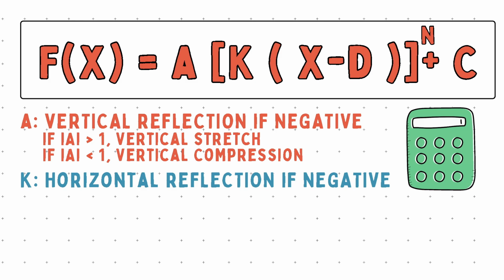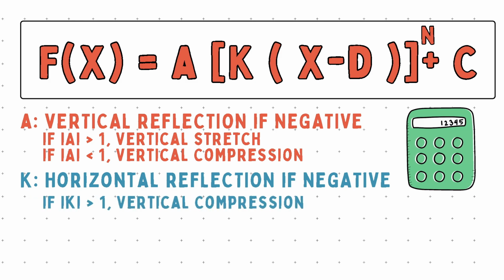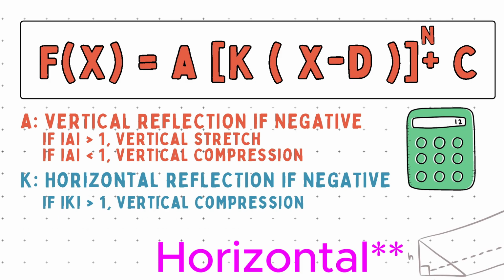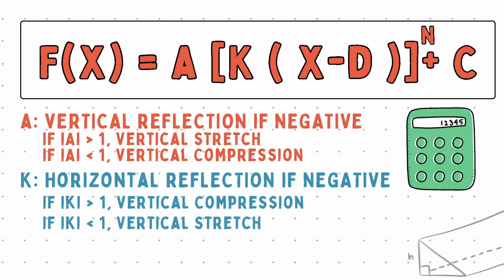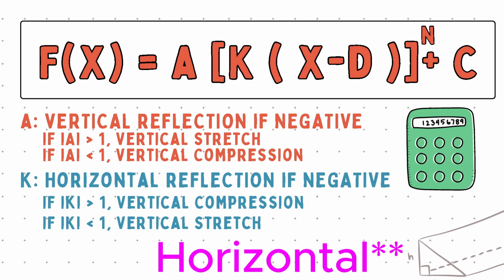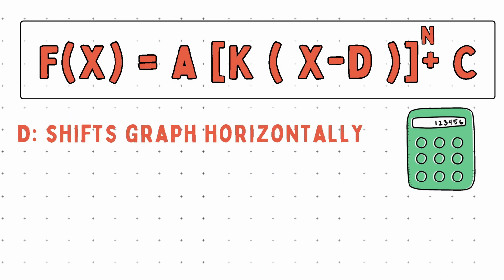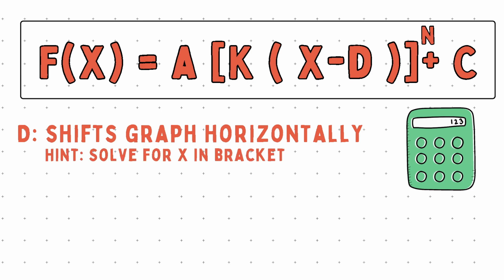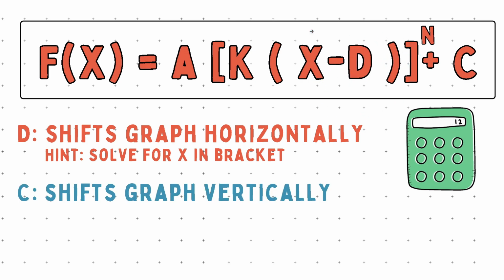There's a horizontal reflection if k is negative. If the absolute value of k is greater than 1, then it's a horizontal compression. If the absolute value of k is less than 1, it's a horizontal stretch. Next, we have d. D shifts the graph horizontally. A hint is that you want to solve for x when trying to get the value of d, as in the equation it's negative. For c, it shifts the graph vertically.